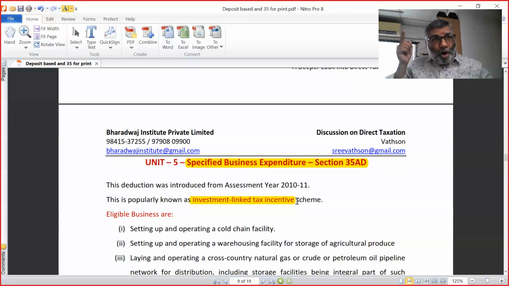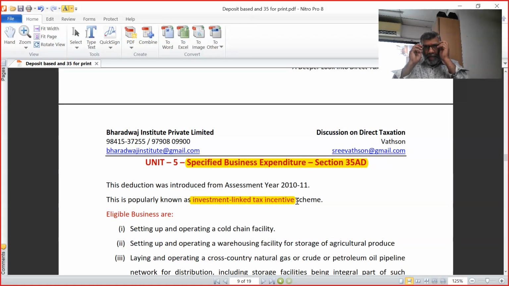So they brought it under section 35. Whenever an asset itself has to be claimed as deduction, they will bring it under 35. So this is the paradigm shift in our thinking itself. Investment linked. So these finance ministers, in the whole of income tax, we'll see 3 or 4 times how their thinking steered. So this is a new level of thinking in investment-linked incentive.